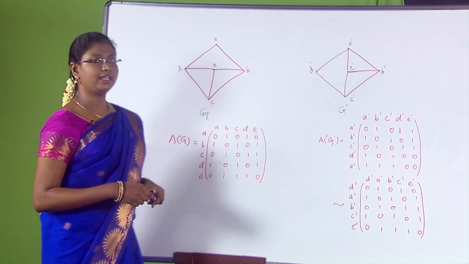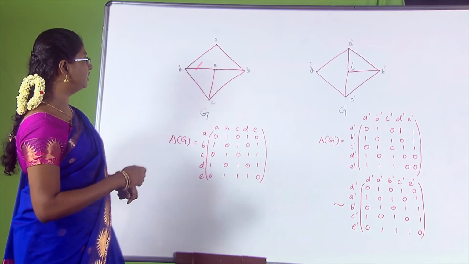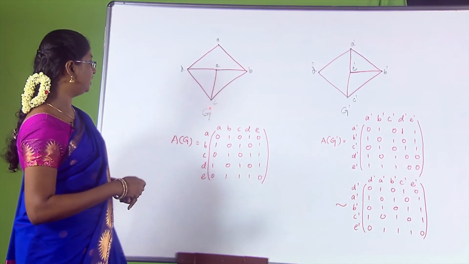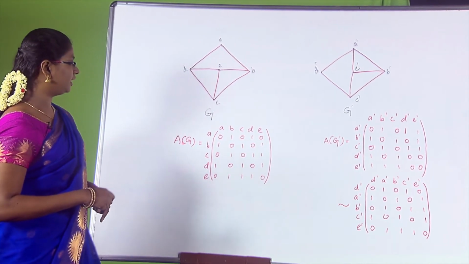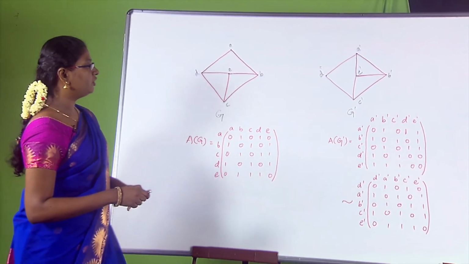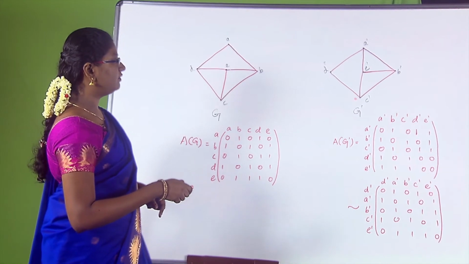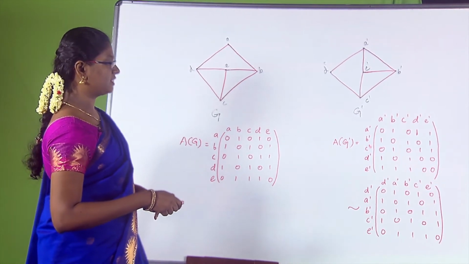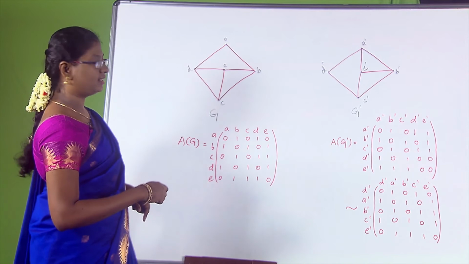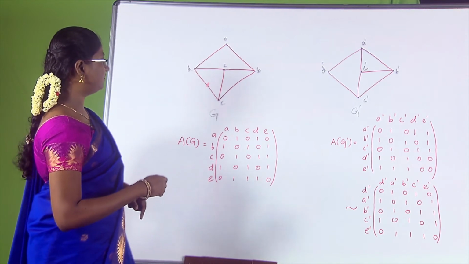So, we are going to find first the adjacency matrix corresponding to this graph G, and we are going to denote that by A of G, and then we are going to find the adjacency matrix corresponding to this graph G dash, and we are going to denote that by A of G dash. First, we will find the adjacency matrix corresponding to this graph G.